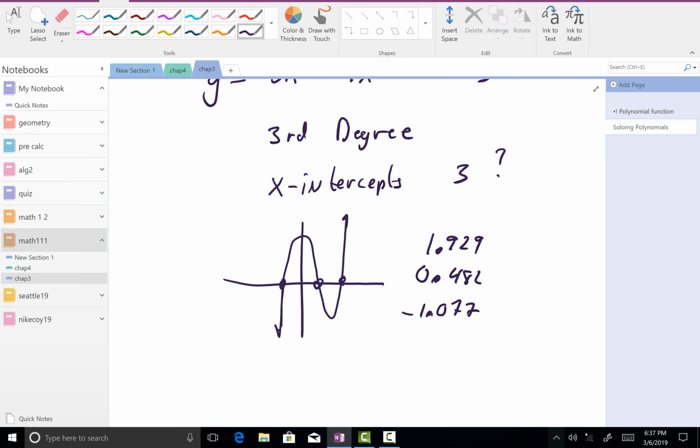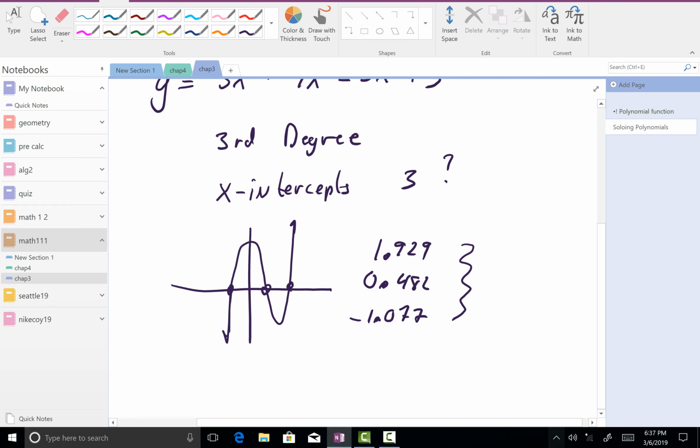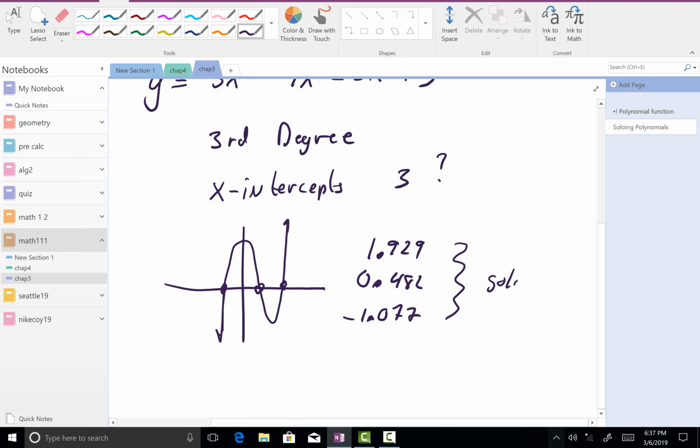So those are the 3 solutions that we would have. These are our 3 solutions. The only thing is they're not exact solutions. They are estimated solutions because we're never going to get an exact answer unless it's nice, okay, out of Desmos, right? Those are just solutions, right?